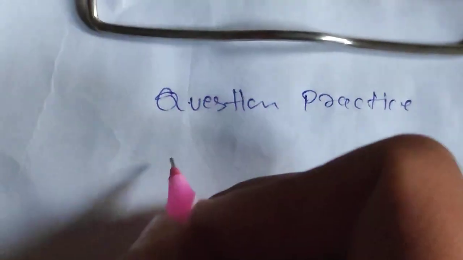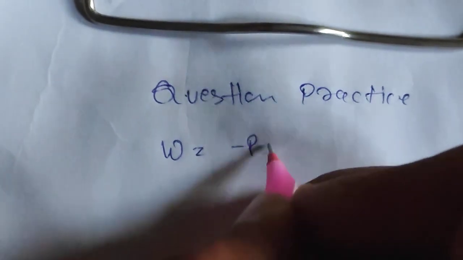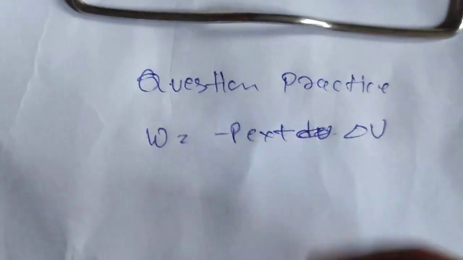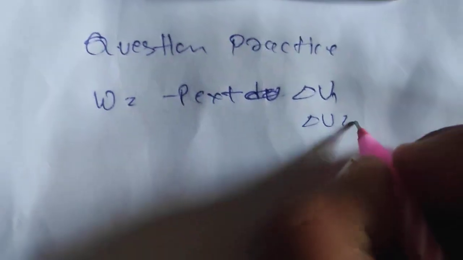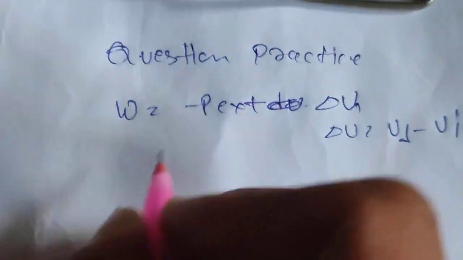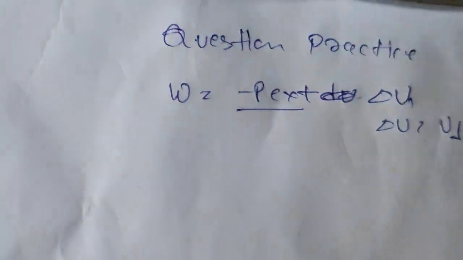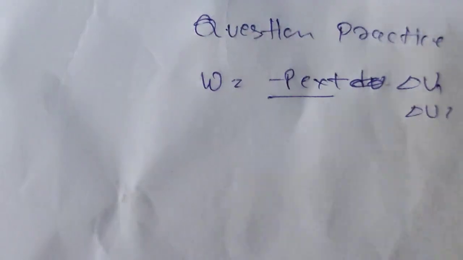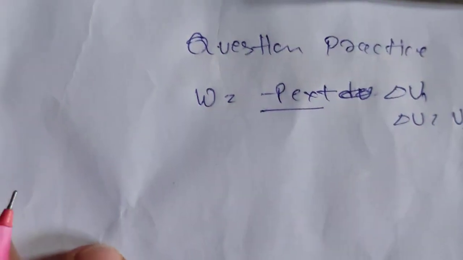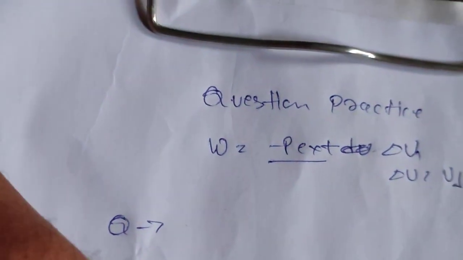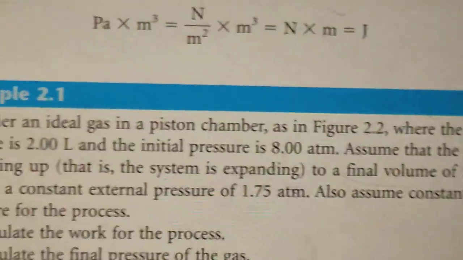In the previous video, we talked about the thermodynamics work done, that is work done which is minus P external dV, that is delta V, where delta V is equal to V final minus V initial, if the pressure is constant. And there is a minus sign when the system does work, and when work is done on the system, it is positive. So now we are solving the questions. This is our first question.